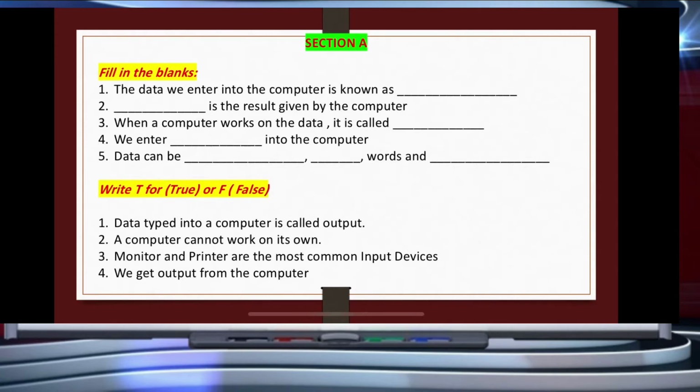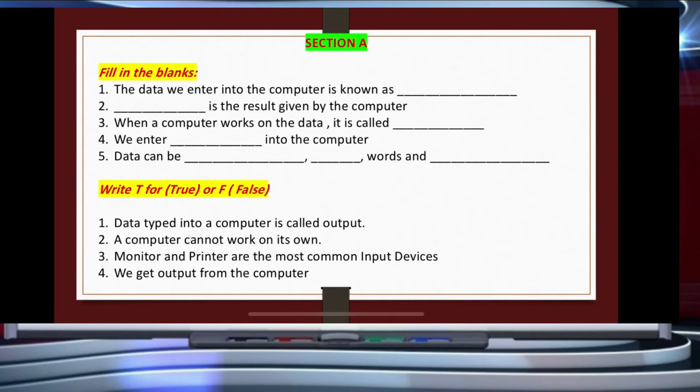Now true or false. You can simply write T for true and F for false. First one: data typed into a computer is called output. No, it is wrong. Data typed into a computer is called input. So this is false. Second one: a computer cannot work on its own. It is true, because I've told you already, it's a machine, so it works only on the instructions or the data that is given by the user.